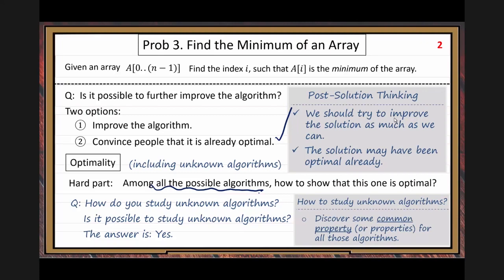If you can discover a certain common property, although we do not know those algorithms, we know they should satisfy it. Then we can study all those algorithms using the common property. The question is whether you can discover a common property. So in the next class, let's look at the common property shared by all those algorithms, including unknown algorithms.